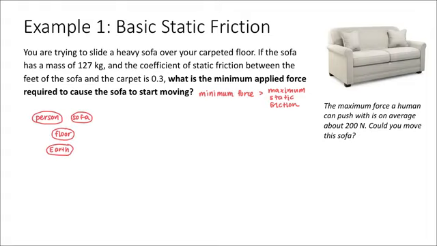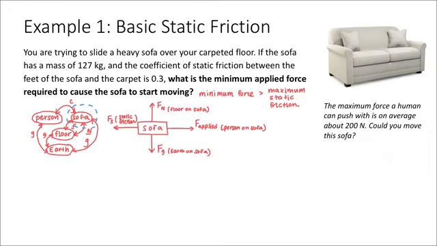I'll begin by listing all of the objects in my system, and then labeling all of my interactions. Notice we have two interactions between the floor and the sofa. The first interaction is the normal force interaction, and the second interaction is our static frictional force interaction. So when I look at the sofa, I see I have four interactions between the sofa and other objects. The next thing I'll do is draw a force diagram for the sofa.